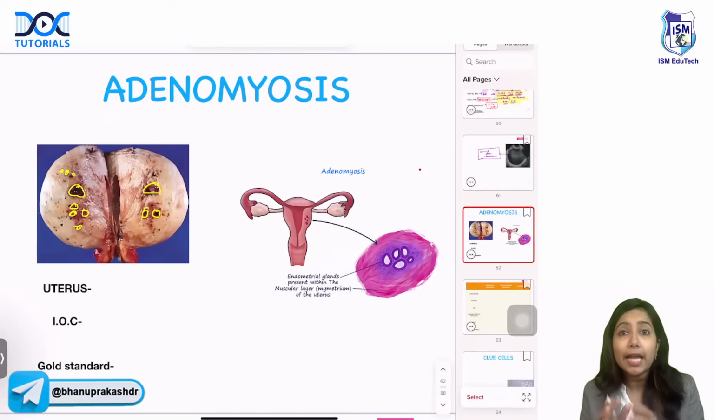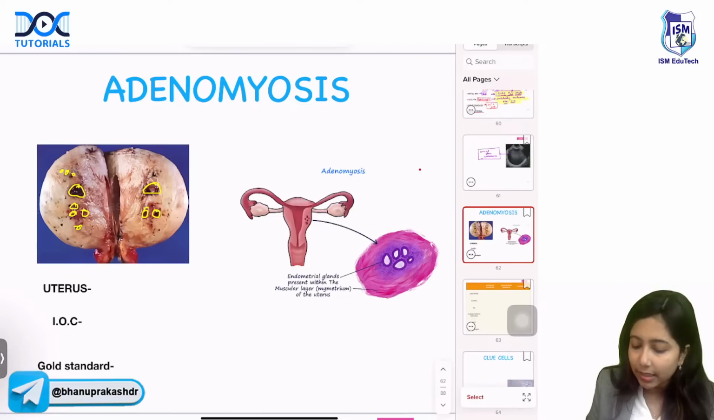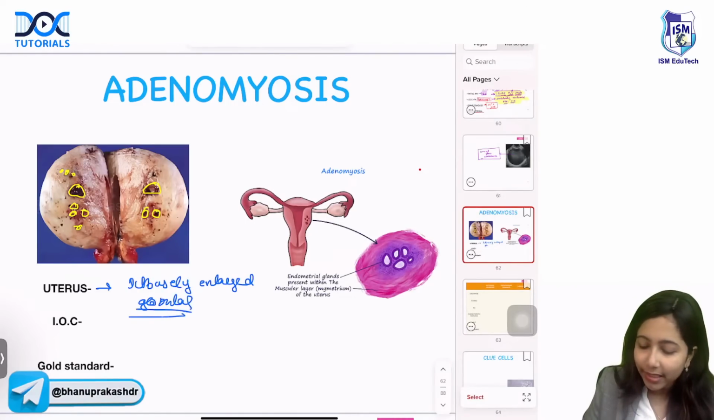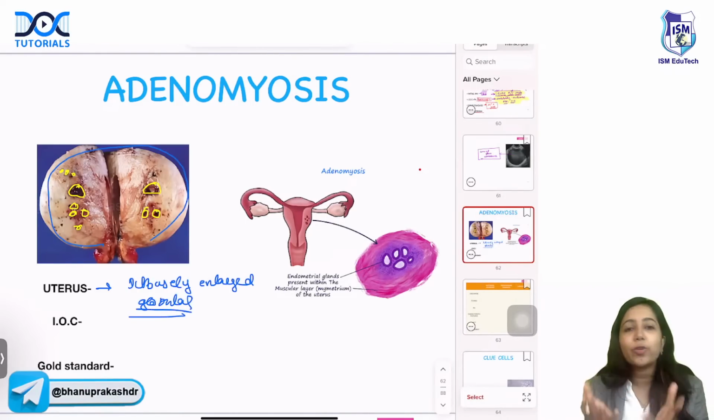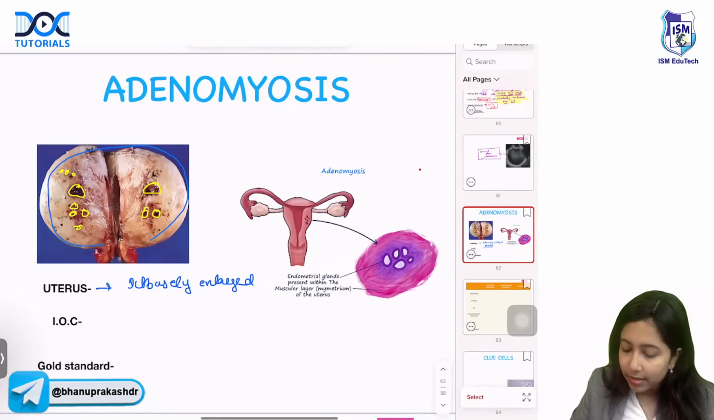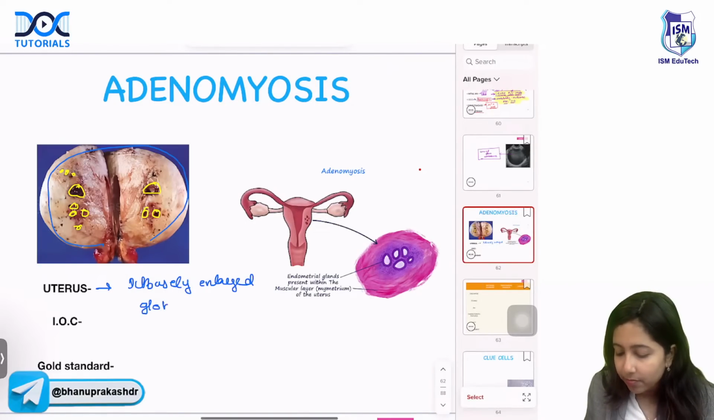So the uterus is enlarged. It is diffusely enlarged. It's not irregularly enlarged unlike a fibroid. Here it is a diffusely enlarged uterus. It is globular. Can you appreciate the globular, round-like uterus? And usually in this situation, the size of the uterus is less than 14 weeks.